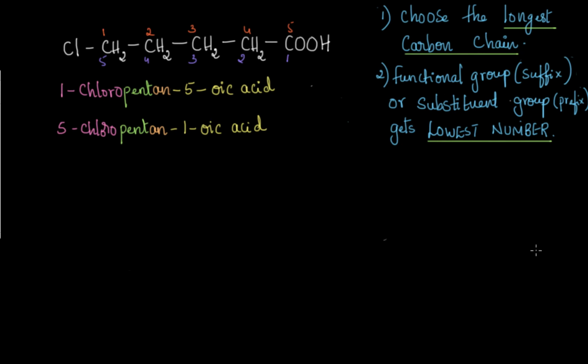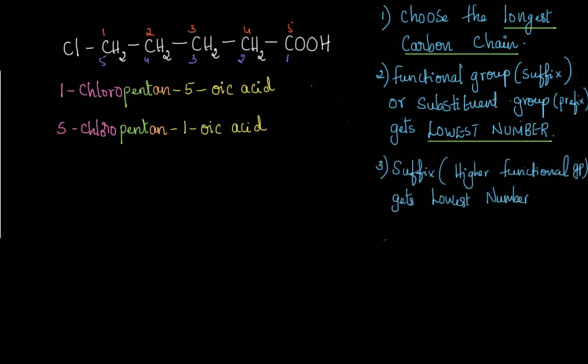To solve this problem, we introduce the third rule which states if we have both prefix and suffix present, then suffix gets the lowest number. Here suffix is COOH and it has two positions 5 and 1. So 1 is lower than 5, therefore this nomenclature is correct and we don't have this. So this compound is called 5-chloropentane 1-oic acid, or you can simply call it 5-chloropentanoic acid.